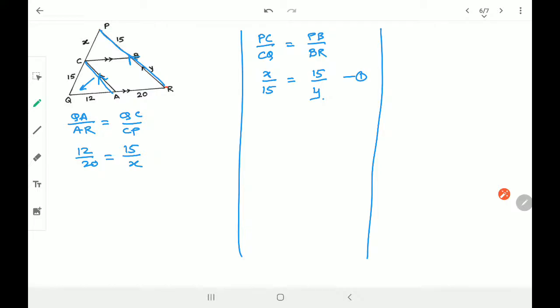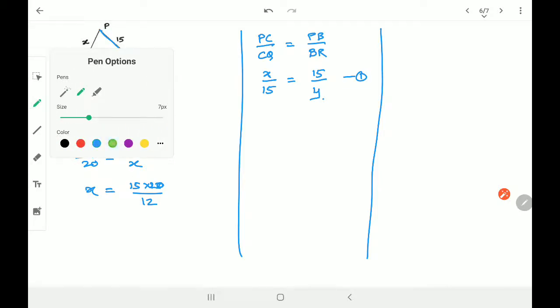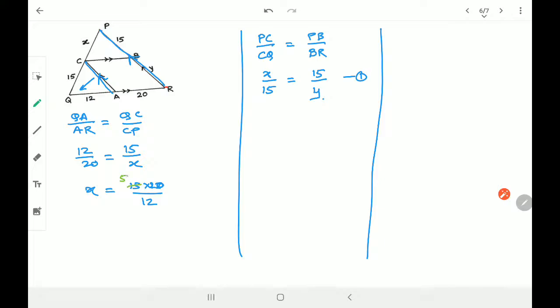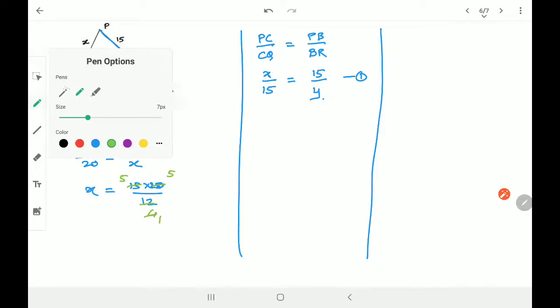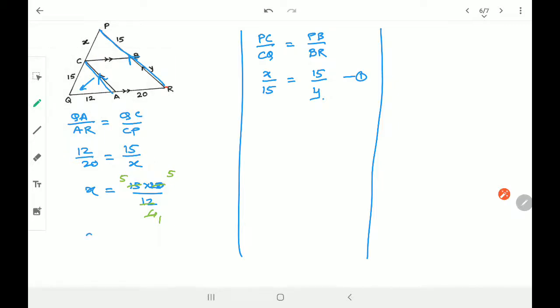Now when I look at this equation, it's clear that I can find X by shifting. So 15 into 20, upon 12. 3 fours are 12, 4 fives are 20. So it is clearly giving us X is equal to 25.